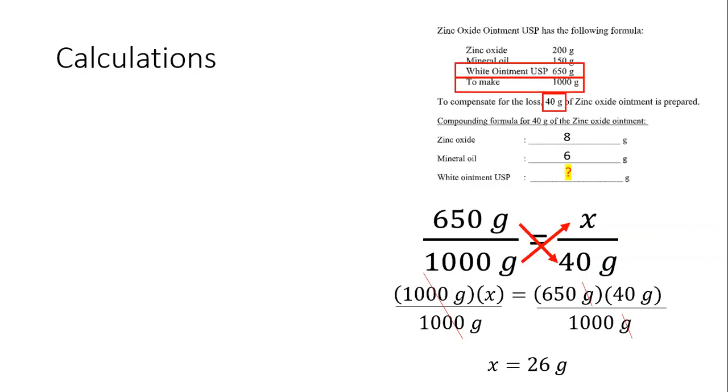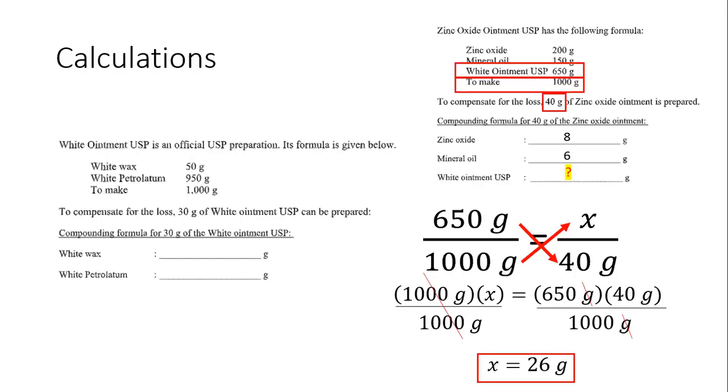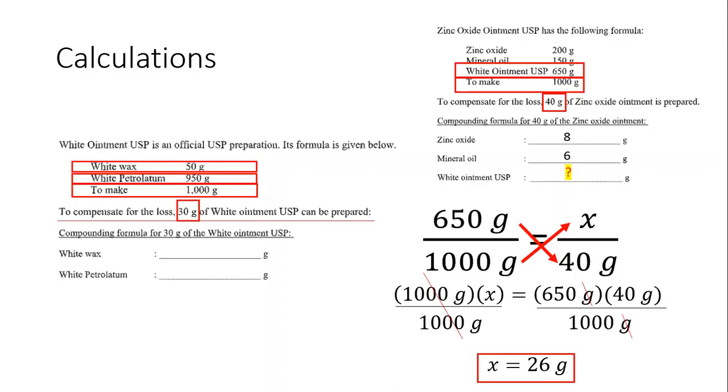However, we said earlier that this was something that we were going to need to compound. So, as part of our prescription that we received, we got a formula for how to calculate white ointment, which is shown here. In order to make it, we will need 50 grams of white wax and 950 grams of white petrolatum. However, this formula again makes a total of 1,000 grams. So to meet what we need for our formula, which was 26 grams, we will go ahead and make 30 grams in order to compensate for any loss that we have while compounding.